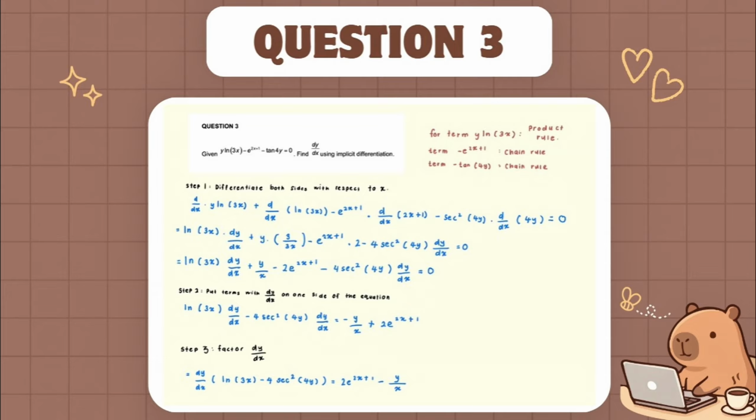And now for the second step is to put the terms with dy/dx on one side of the equation. So you get ln 3x dy/dx minus 4 sec²(4y) dy/dx equals negative y over x plus 2e^(2x+1). And for the third step is to factor dy/dx, resulting in dy/dx times (ln 3x minus 4 sec²(4y)) equals 2e^(2x+1) minus y over x.